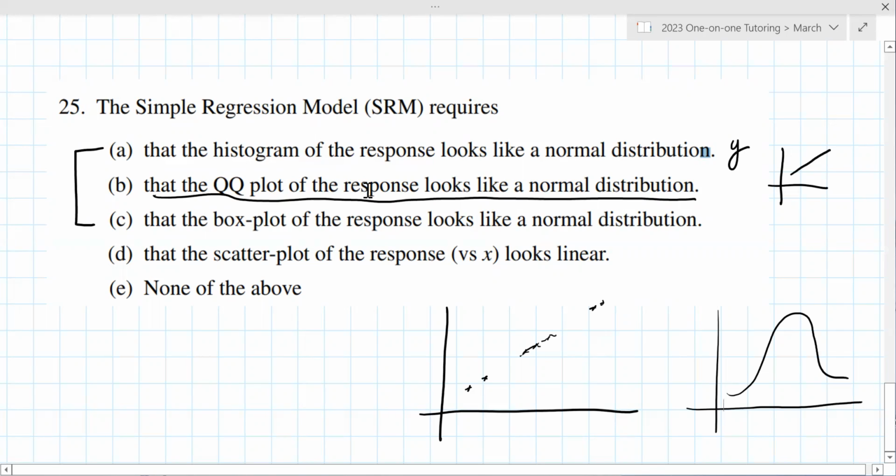QQ plot of the response. Looks like, so that's, again, the Y. Why would you do a QQ plot? You would do a QQ plot of X and Y.